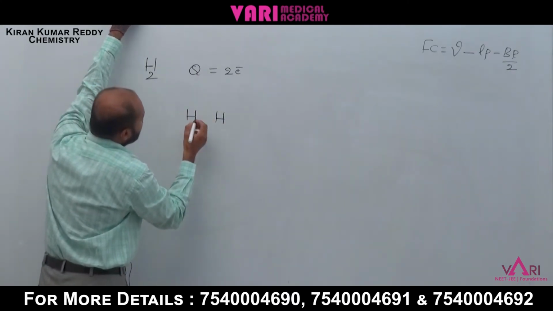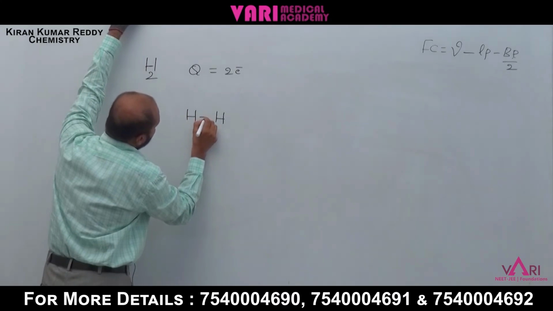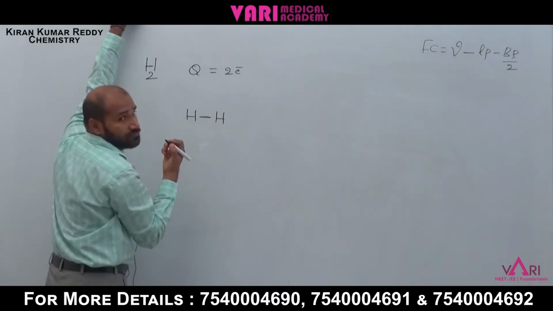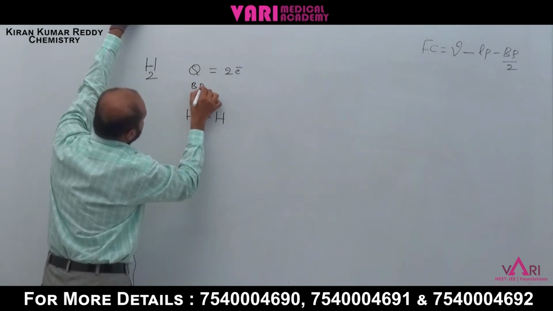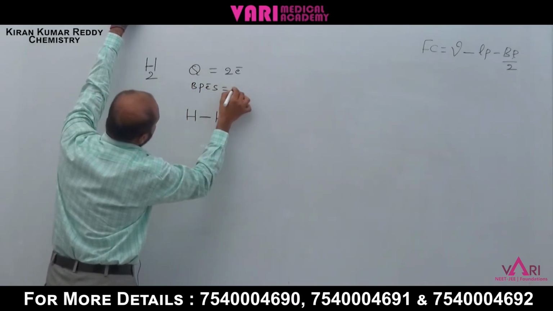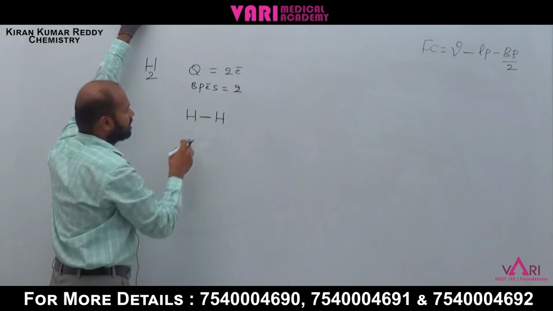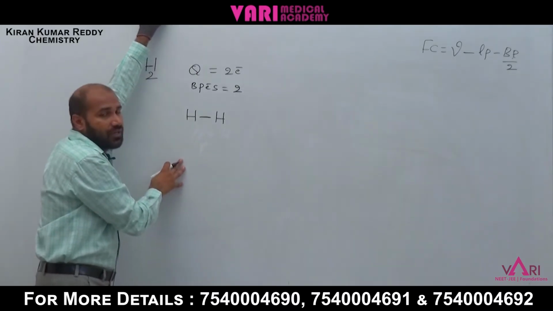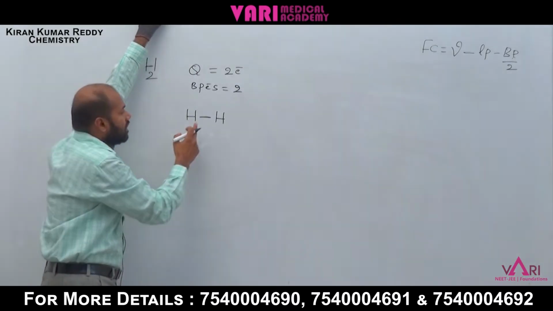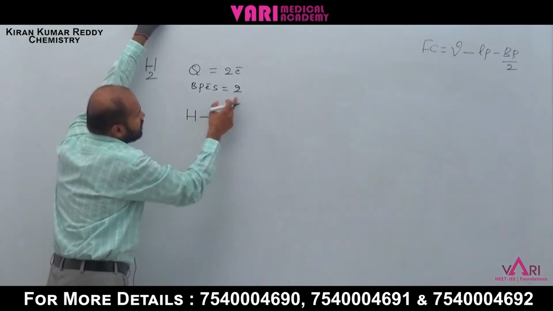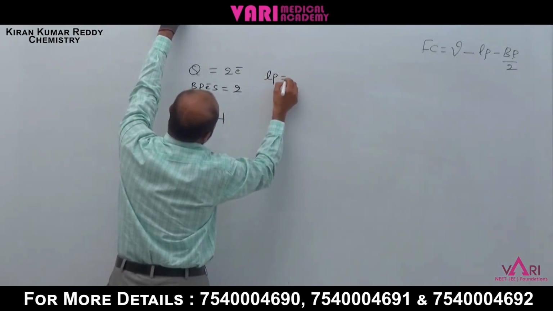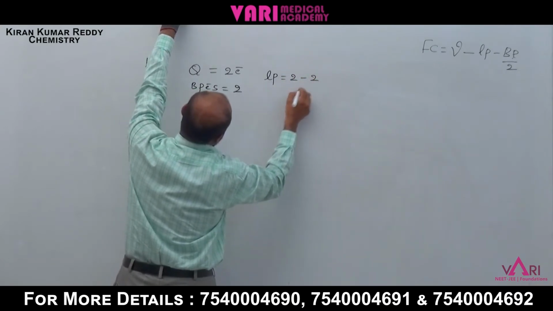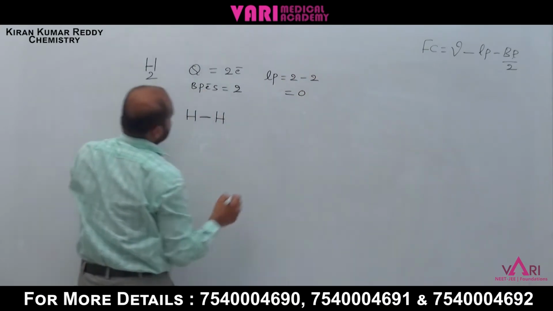Number of bonds, I am taking only 1 bond. Now bond pair of electrons: the formula is 2 into number of bonds, 2 into 1, that is 2. Now lone pairs, tell me, lone pairs is equal to 2 minus 2, that is equal to 0.